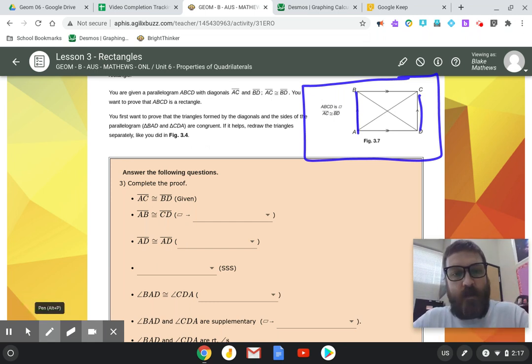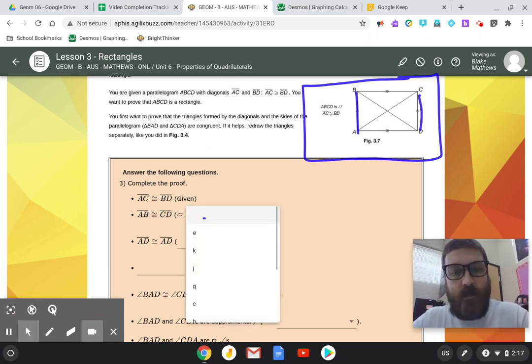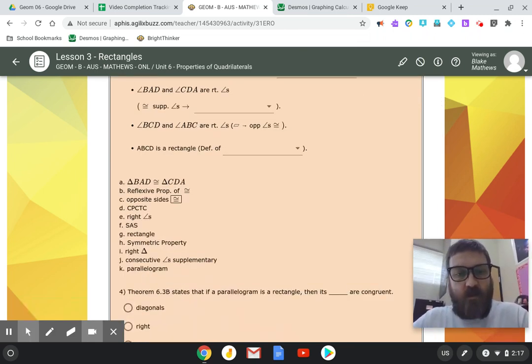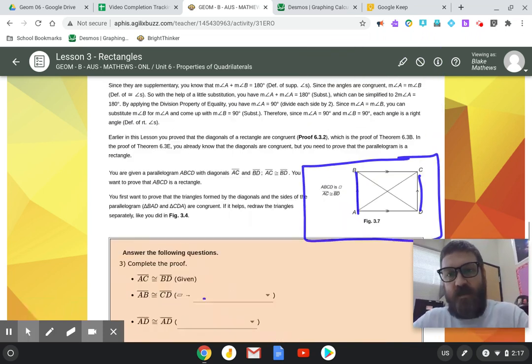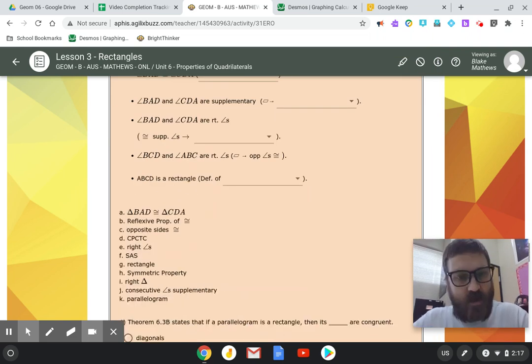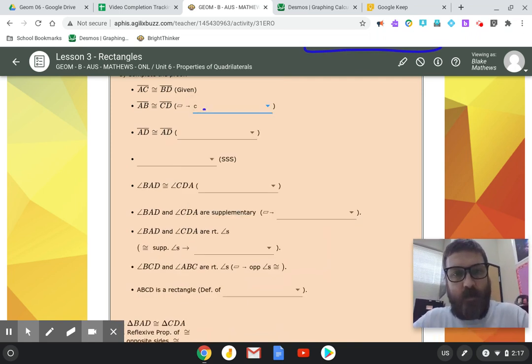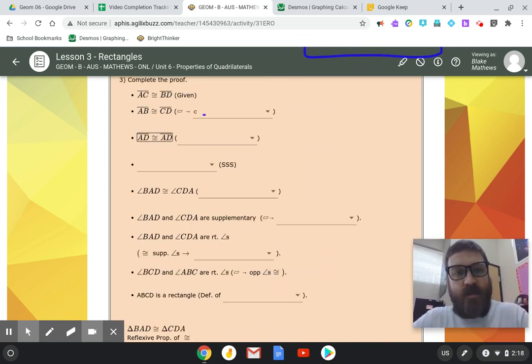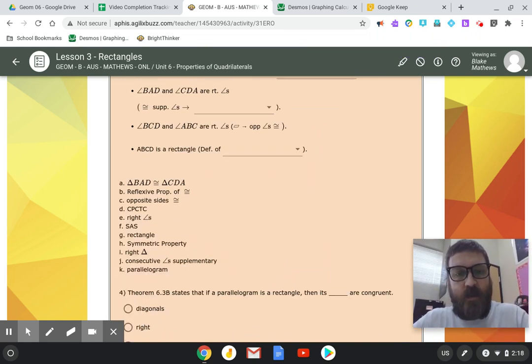Well, that's going to be the fact that parallelograms' opposite sides are congruent because AB and CD are opposite sides of a parallelogram. So let's go down here. This is where it gets a little confusing. We got all these letters, opposite sides congruent. That's C. Next, AD is AD. We already talked about this. Always reflexive, B. Anytime it's the same thing congruent, you're going reflexive. Reflexive property of equality or congruence.